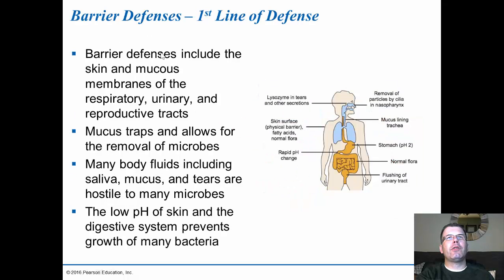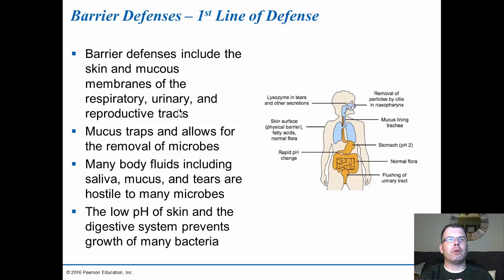Now, barrier defenses, so this is the first line of defense, include things like the skin and mucous membranes, or the respiratory, urinary, and reproductive tracts, really anything that's open to the outside world. They're around mucous membranes, and what they're there for is to secrete mucus, to trap these things, to keep them from getting into where they're not supposed to be. And so anywhere you have an opening to the outside world, you're going to have a mucous membrane along there to catch the microbes that are there. And mucus traps and allows for the removal of microbes.